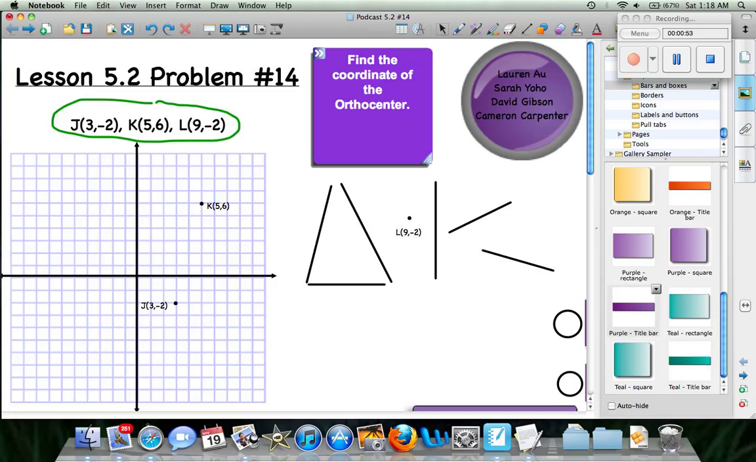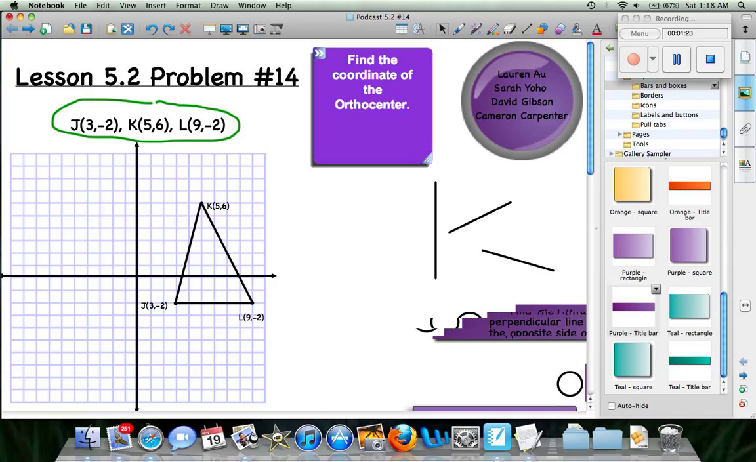And then we're going to plot L, which is at (9, -2). So count 9 to the right, and then down 2. And then we're going to connect the dots and make our triangle: segment JK, and then segment KL, and segment JL.